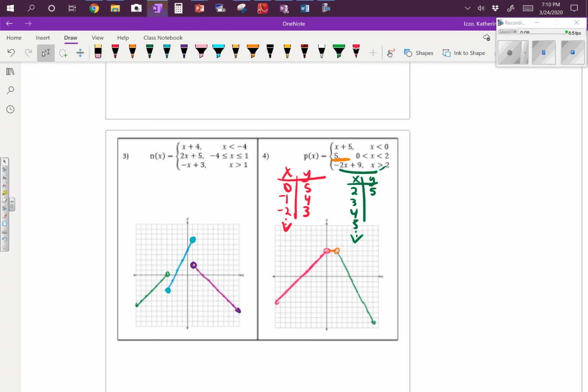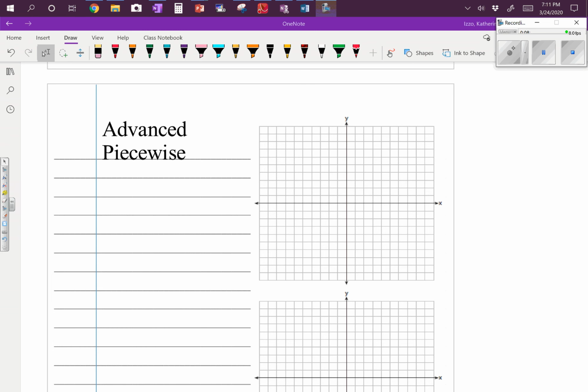Let's take a look at what I want to do for today, though. All right. So for today, I want to do advanced piecewise functions. Advanced piecewise functions are similar to what we did yesterday. Very similar. You just have to be careful. So let's take a look at the first one.